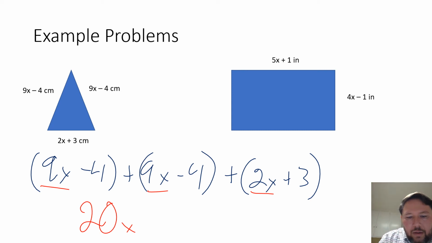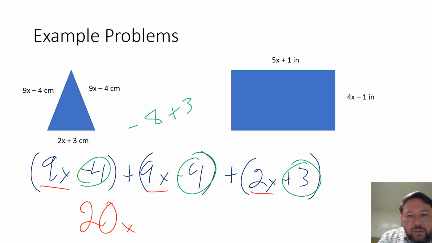Okay. Now, let's look at our other terms here. These are also like terms because they don't have a variable. So we have a negative 4, a negative 4, and a positive 3. So negative 4 plus negative 4 is negative 8 plus 3, and that's going to equal negative 5. So we have 20x minus 5 as our final answer. And that would be centimeters because we were given centimeters there. Okay, so that's all we're doing.